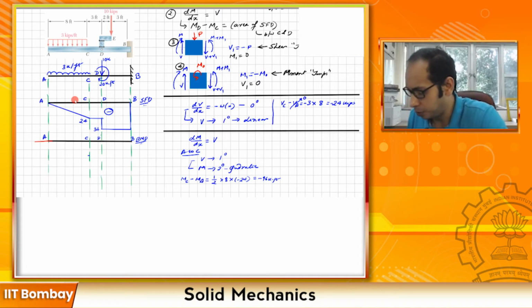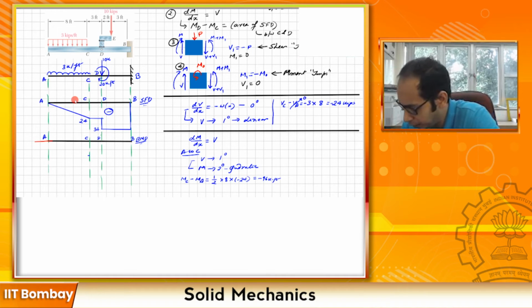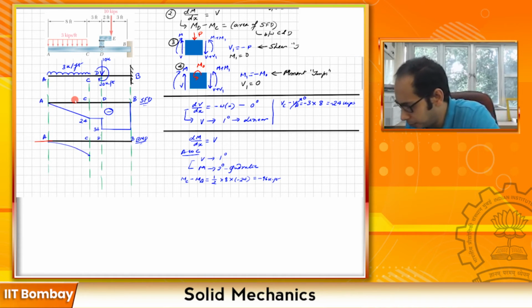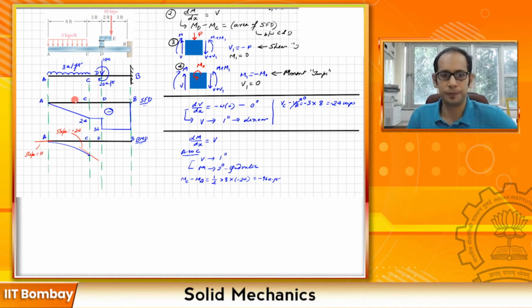So from here to here, I will have a quadratic variation. Let's just go ahead and draw that. And at this point, as we investigated, let's just write the slope here. So here slope equals 0, and this slope is minus 24. So we have reached the point C. Next we have to go from C to D.